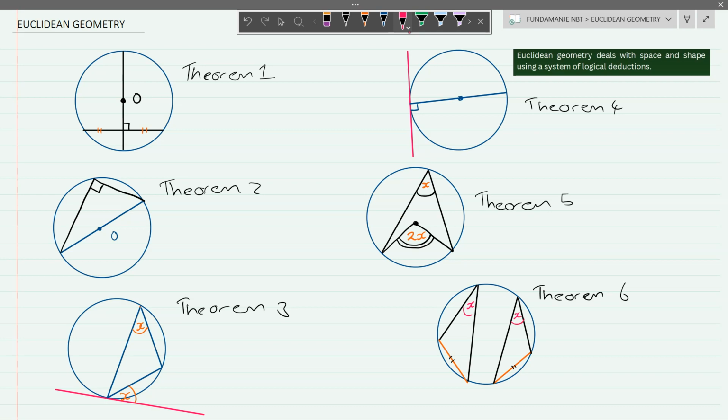So these are the 6 laws that govern Euclidean geometry, and you should be comfortable with each of these laws. Given any type of situation, you should know which one to apply, and it's sometimes a bit of trial and error. But that's it for the 6 laws of Euclidean geometry.